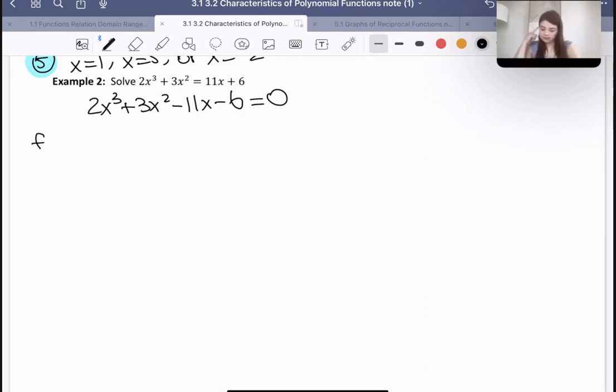So let me just think about it. Would 1 be a factor here? No. What about -1? I don't think so, no. What about 2? Would 2 work? 2 might work. F of 2 might work here.